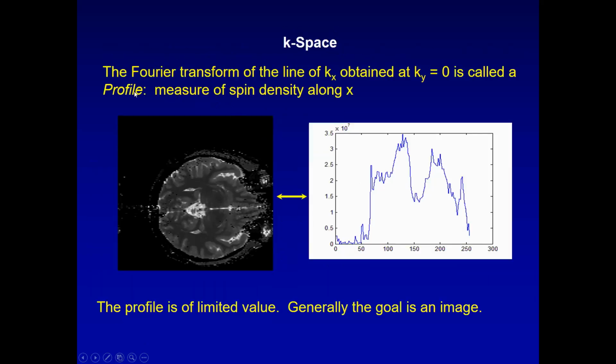If we only take that one line that I just showed you a moment ago, that's called a profile. A profile is when you take a line of K-space along one direction, right through the center of the other dimensions' axis, and when you do a Fourier transform of that single line, you get a profile. That is a measure of the spin density along that direction. So in this case, here's the profile for that brain slice.